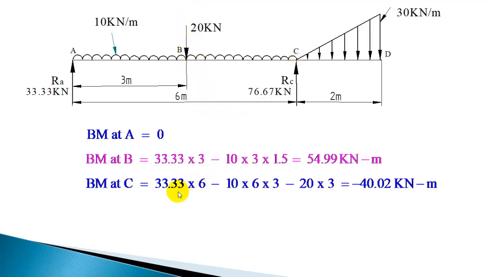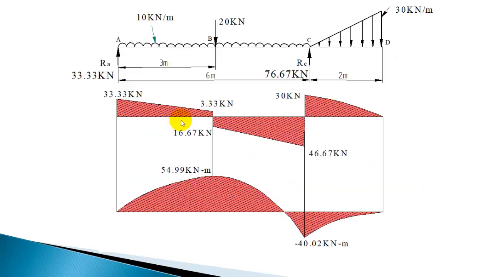Writing the bending moment calculation: 33.33 into 6. Resultant load is acting here, 10 into 6, the distance is 3. And again another point load which is acting here, minus 20 into 3. That summation is minus 40.02. So bending moment at C is minus 40.02. And bending moment at D is 0. Now you can draw the shear force and bending moment diagram for this beam.